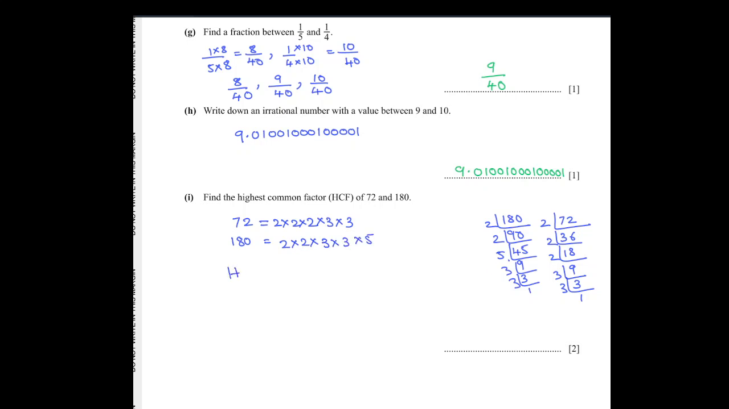The HCF will be highest common. Now take what are common, first let us underline. 2 2s are common, 2 3s are common. 1 2 and 1 5, this is not common in these two. So 2 into 2 into 3 into 3 will be 2 2s are 4, 4 3s are 12, 12 3s are 36. This is the highest common factor for these given two numbers. Question number 4 is done.